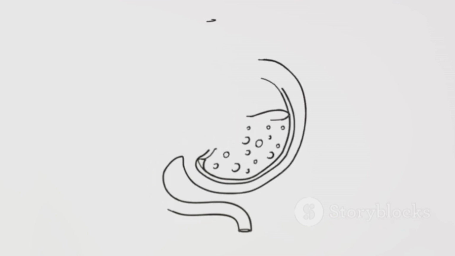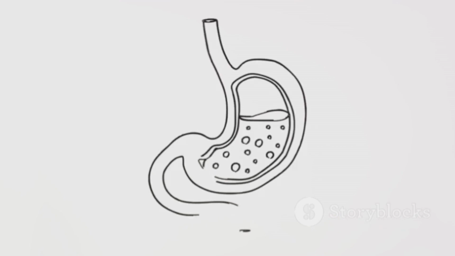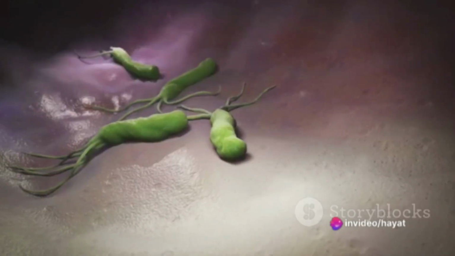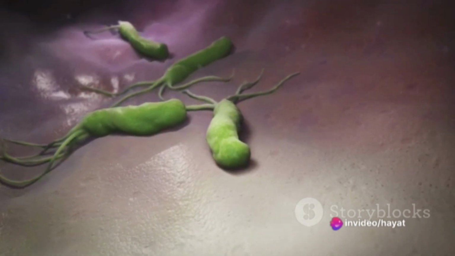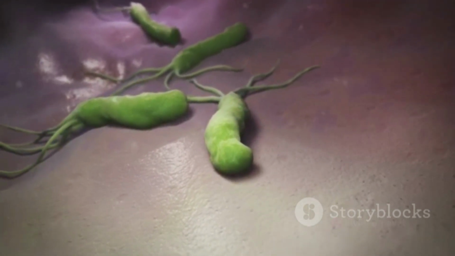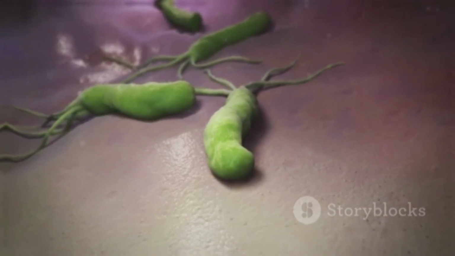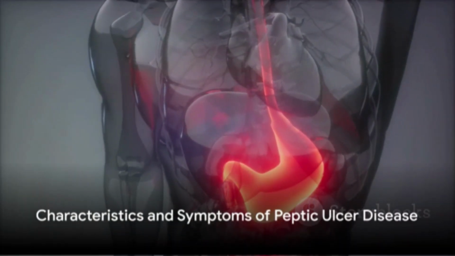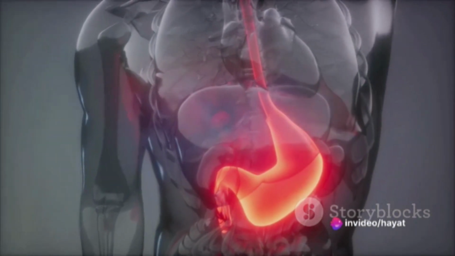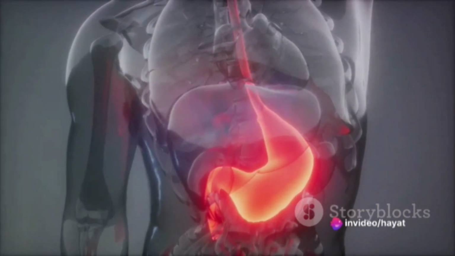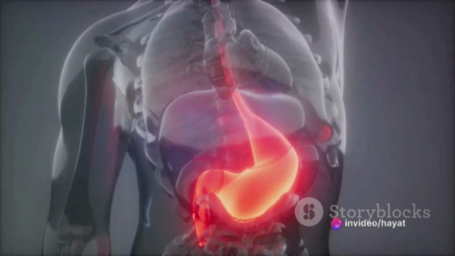H. pylori, a bacterium that can colonize the gastric mucosa, plays a significant role in this process. It not only causes inflammation, but also impairs the secretion of bicarbonate, promoting acidity, and changes to the tissue known as gastric metaplasia. In terms of locations, gastric ulcers are most commonly found on the lesser curvature of the stomach, while duodenal ulcers are most common at the duodenal bulb.